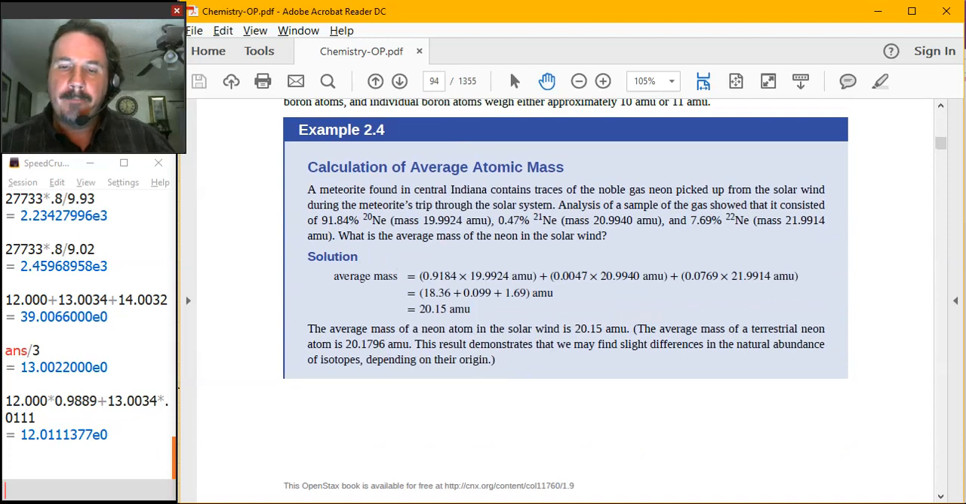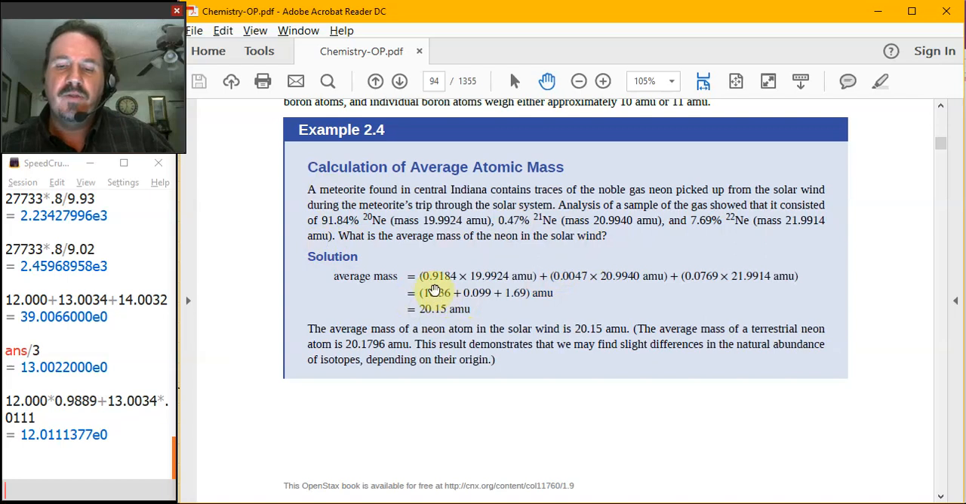Example 2.4. A meteorite in Indiana contained traces of the noble gas neon, picked up from solar wind. Analysis of the sample showed it had 91.84% neon-20, there's its mass, 0.47% neon-21, and 7.69% neon-22, and there are their masses. What's the average? We're going to take, one by one, 91.84% times its mass of 19.9924, 0.47% times its mass, 7.69% times its mass, and add them all together. Don't forget to convert those percents to decimals.